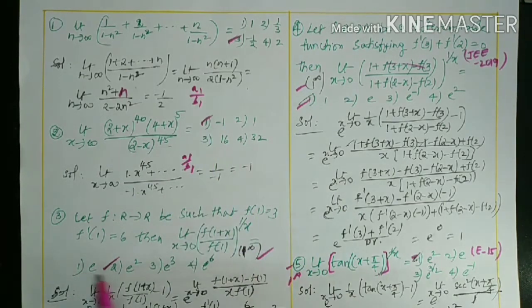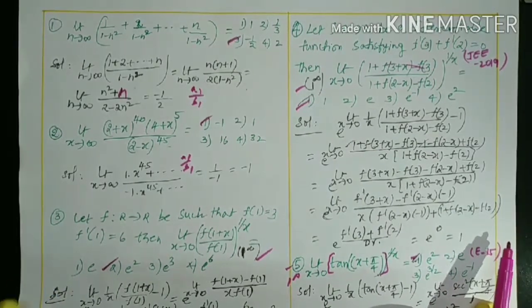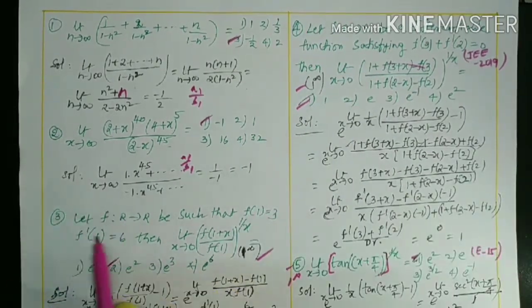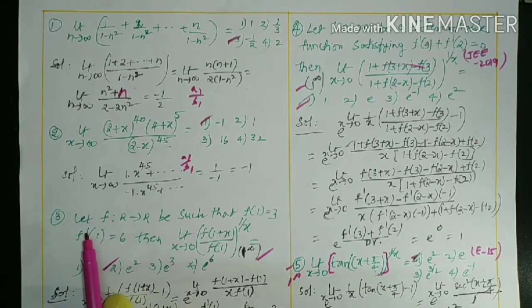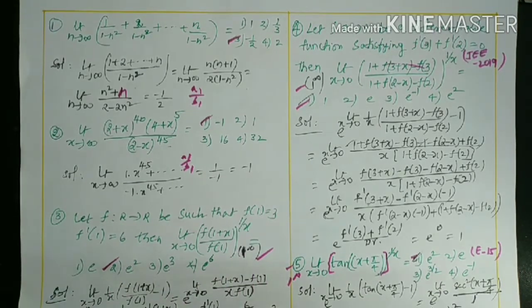That's it. Now we can come to the next question. Very simple question, a very, very important question. Question number 3 we can look at. The given data is: let f from R to R be such that f(1) is equal to 3, f dash (1) is equal to 6. Then it is asking the limit of (f of (1 plus x) divided by f of 1) overall power 1 by x, as x tends to 0. Here also 4 options are given.